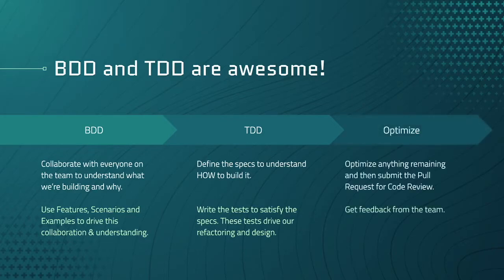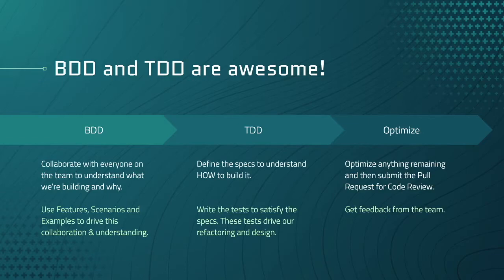Lastly, we optimize. It's much easier to design and organize our code when we have a better understanding of what we're trying to build and that end goal. So make your final touches, optimize anything remaining, and then submit the pull request for code review.